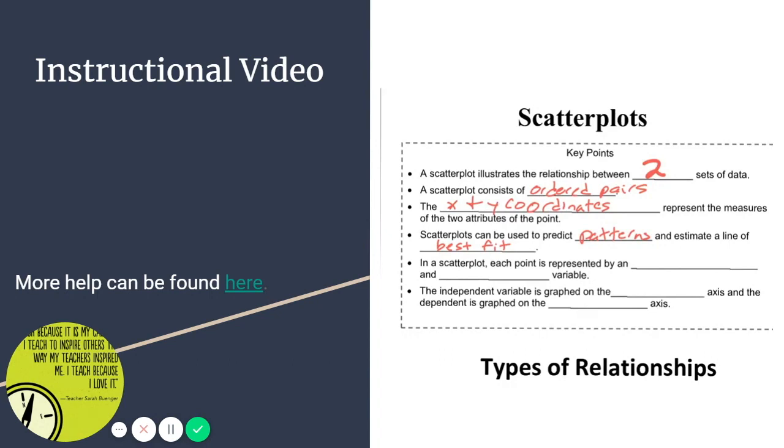In a scatter plot, each point is represented by an independent and dependent variable. This is data that you can collect through experiments. So the independent variable is something that you change, and the dependent variable is something that you measure as a result of that change. The independent variable is going to be graphed on the x-axis, whereas the dependent will be graphed on the y-axis. So anything that you can change with an experiment is going to be your independent variable, and anything you can't change will be your dependent variable.